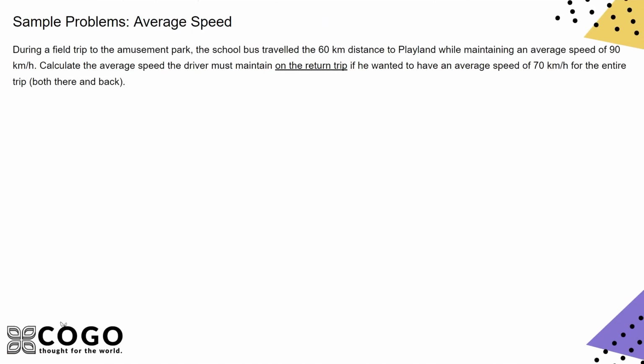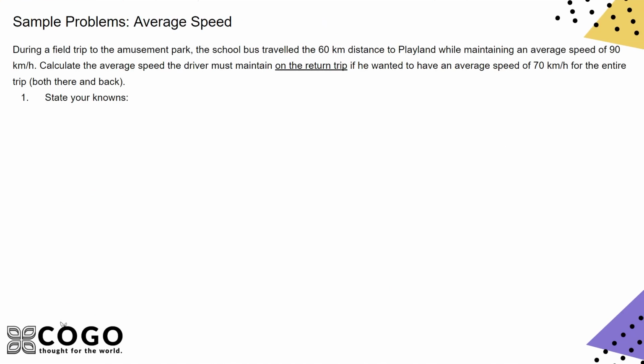Here's a practice problem that is slightly more challenging, so try to follow along. Feel free to pause the video and reread the steps at any time if you're confused. The question is as follows. During a field trip to the amusement park, the school bus traveled the 60-kilometer distance to Playland while maintaining an average speed of 90 kilometers per hour. Calculate the average speed the driver must maintain on the return trip if you wanted to have an average speed of 70 kilometers per hour for the entire trip, both there and back.